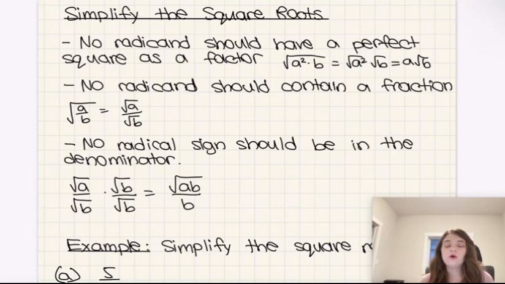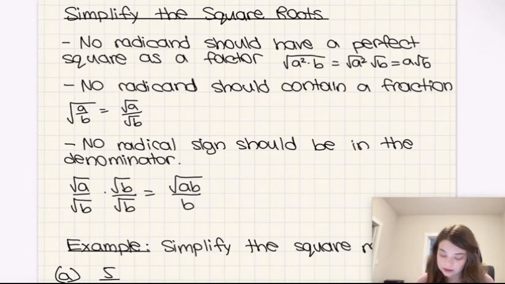Often, a question will tell you to solve something and then simplify the square root, or write the square root or the radical in general, in the simplest form. And we can't really do that without understanding first what that entails, right? How do we know that a square root or radical in general is in simplest form?